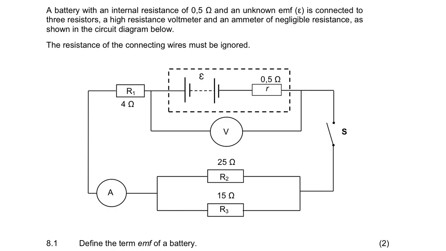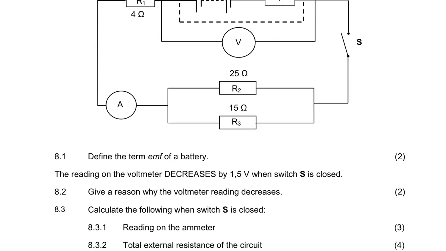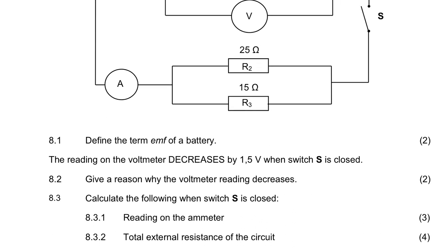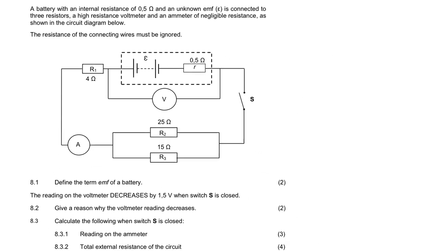So the first question is to define the term EMF of a battery, and we've already dealt with this in the previous video lesson. The EMF is the maximum energy that is transferred to charge in a battery per unit charge, or the maximum work done on charge per unit charge in a battery. So that is basic theory. Now, I'm going to quickly transform this drawing into rails format, and I'm going to do it much quicker than I did in the previous video lesson.